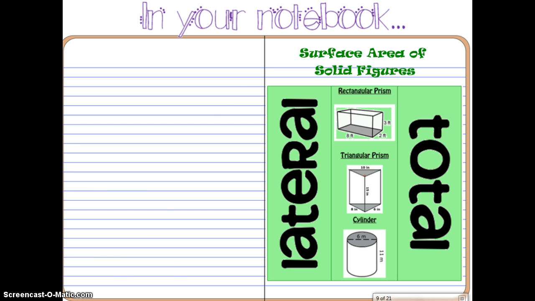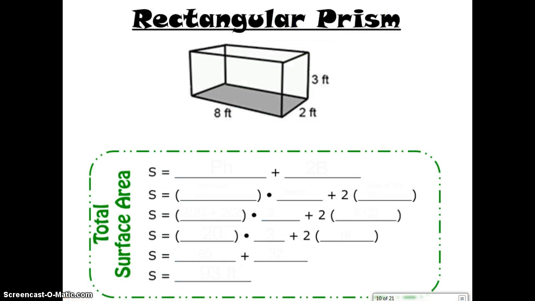Again, let's refer back to your foldable. Total surface area of a prism. As we fill in the first row, our formula is pH plus 2B. The P is the perimeter of the base, H is the height, 2, and then the area of the base, which is the capital B. Again, there's 2 bases because there's both a bottom and a top that are the same size.